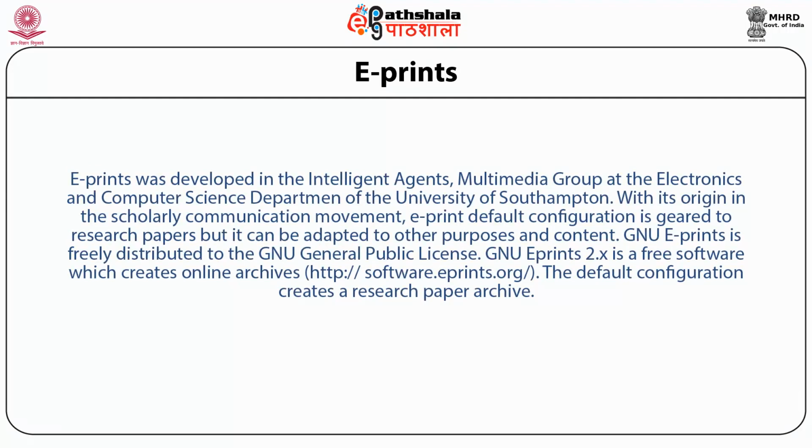ePrints. ePrints was developed in the Intelligent Agents Multimedia Group at the Electronics and Computer Science Department of University of Southampton. With its origin in the scholarly communication movement, ePrint default configuration is geared to research papers, but it can be adapted to other purposes and content. GNU ePrints is freely distributed under the GNU General Public License. GNU ePrints 2.x is a free software which creates online archives. The URL is http://software.eprints.org. The default configuration creates a research paper archive.